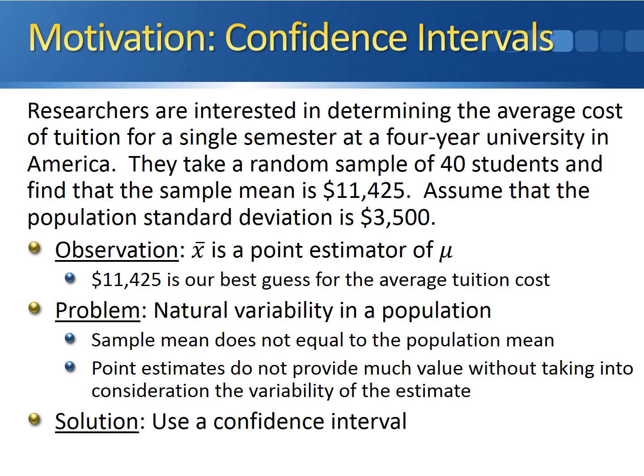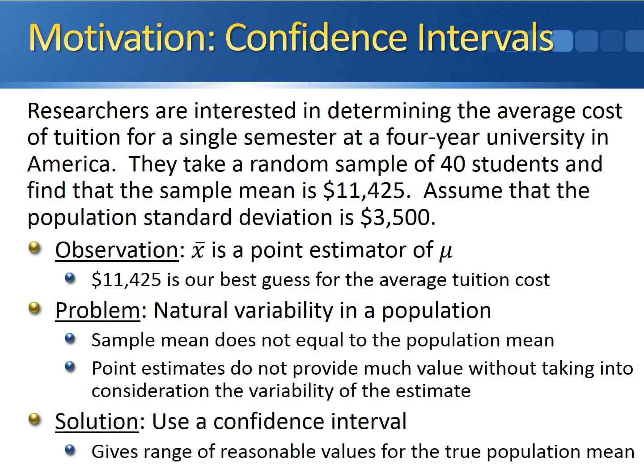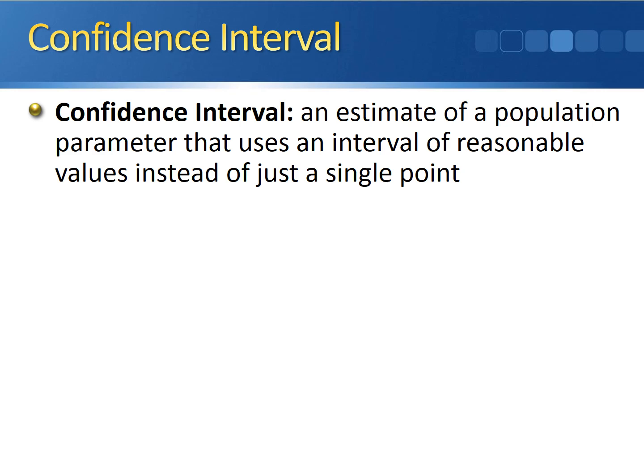The solution to this is to use a confidence interval. What a confidence interval is going to do is give us a range of reasonable values for the true population mean instead of just a single point. More formally, a confidence interval is an estimate of a population parameter that uses an interval of reasonable values instead of just a single point.